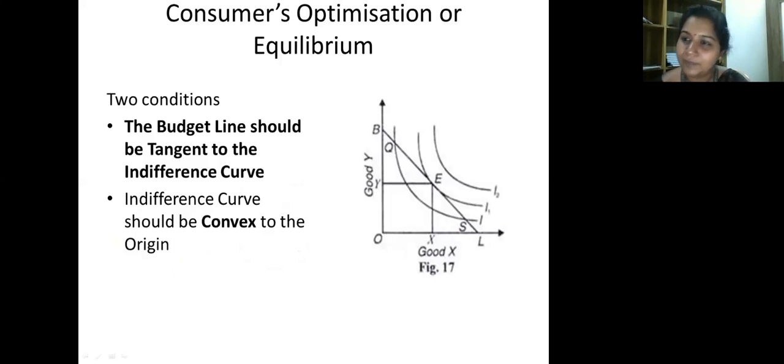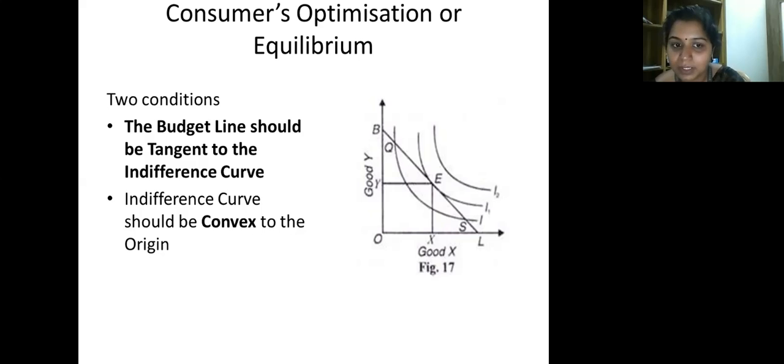Why are we studying the budget line and the indifference curve? Ultimately, we join them together and try to find out how the consumer will select his equilibrium point. This is the point of consumer optimization, or equilibrium. There are two conditions for consumer equilibrium. One condition is that the indifference curve we are drawing in the diagram should be convex to the origin; that portion only will be the equilibrium point. The second condition is that the budget line will be tangent to the indifference curve.